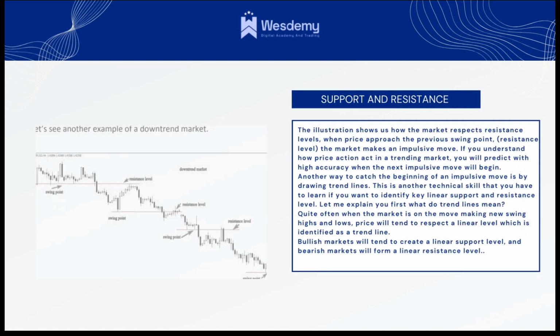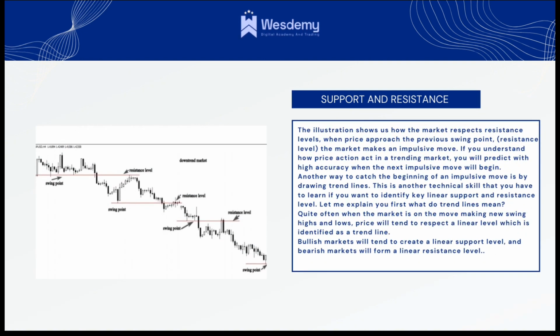Now the illustration shows how the market will expect resistance levels. When price approaches the previous swing point, which is a resistance level, the market makes an impulsive move. If you understand how price action acts in the trending market, you will predict with high accuracy when the next impulsive move will begin. Another way to catch the beginning of an impulsive move is by drawing trend lines. This is another technical analysis skill that you have to learn if you want to identify key linear support and resistance levels. Let me explain to you first what trend lines mean.